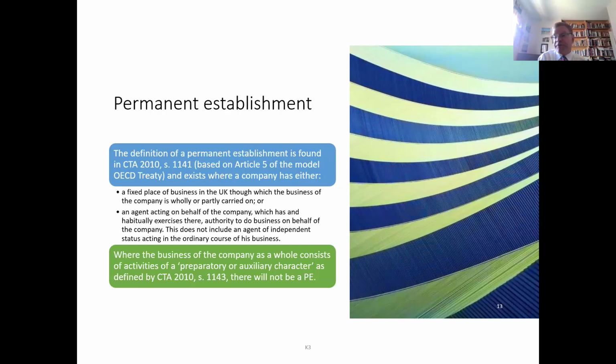Other elements, as I say, the definition of a permanent establishment is found in the Corporation Tax Act 2010, and it's based on Article 5 of the Model OECD Treaty. The UK follows the Model OECD Treaty quite carefully, and a PE exists where a company has either a fixed place of business in the UK through which the business of the company is wholly or partly carried out, or an agent acting on behalf of the company which has and habitually exercises their authority to do business on behalf of the company. This does not include an agent of independent status acting in the ordinary course of his business.